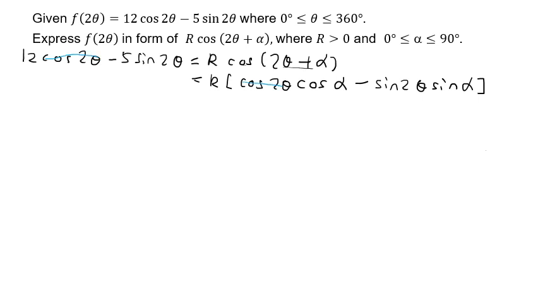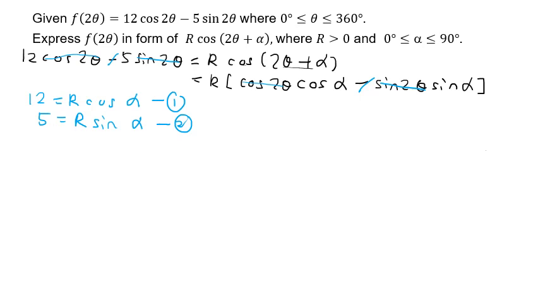We compare the same terms, cos 2θ, so we got 12 = r cos α. So this is the first equation. Secondly, we compare sin 2θ, and also we have a negative on both sides, so we can eliminate the negative. On the left we got 5, and on the right we have r sin α. So here are the two equations.